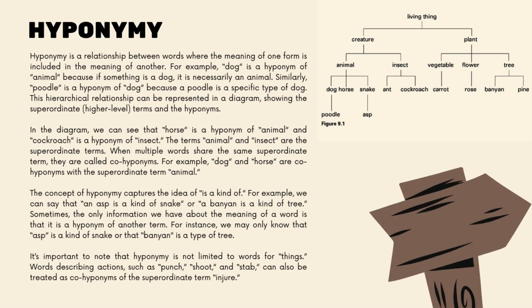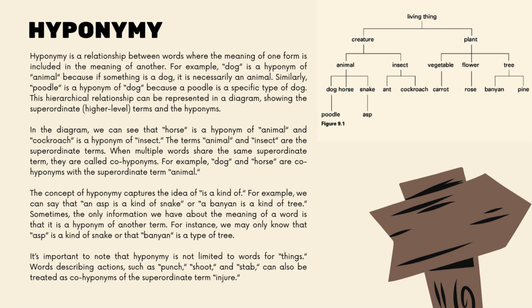Hyponymy. Hyponymy is a relationship between words where the meaning of one form is included in the meaning of another. For example, dog is a hyponym of animal, because if something is a dog, it is necessarily an animal. Similarly, poodle is a hyponym of dog because a poodle is a specific type of dog. This hierarchical relationship can be represented in a diagram showing the subordinate, higher level terms and hyponyms.